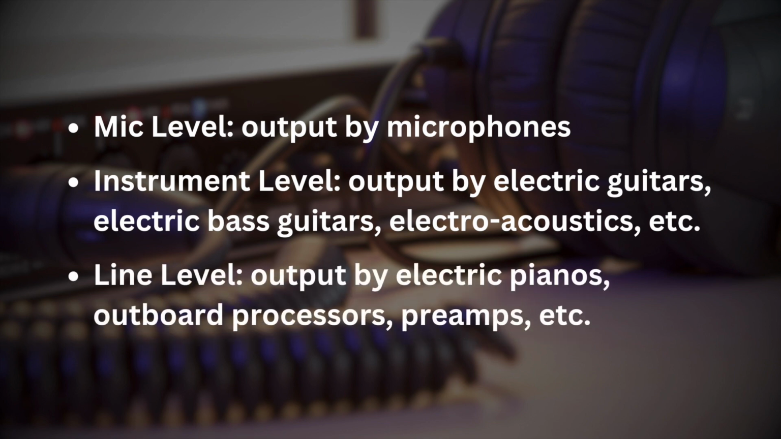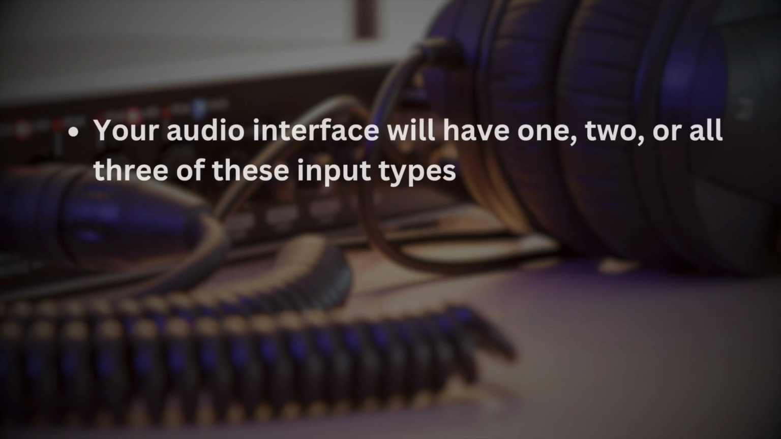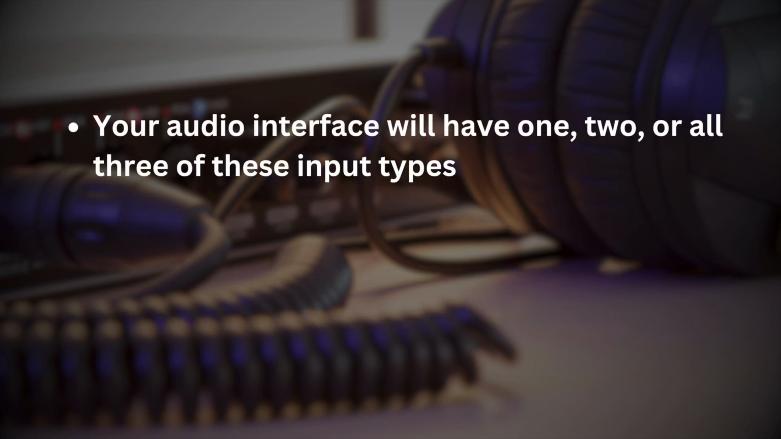Now, line level signals actually come in 2 kinds. So there's one which refers to the level of a signal that's put out by something like an MP3 player. Probably more relevant to us in home studios is the kind of line level signal that comes out of something like an electric keyboard or an electric piano, or perhaps something like an outboard processor or a preamp or something like that.